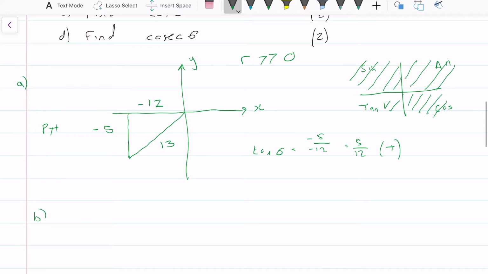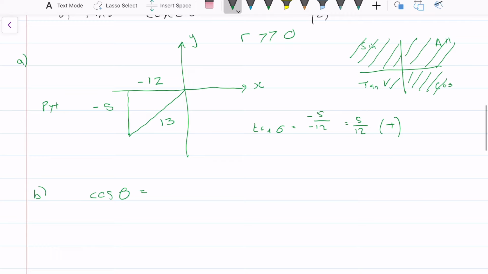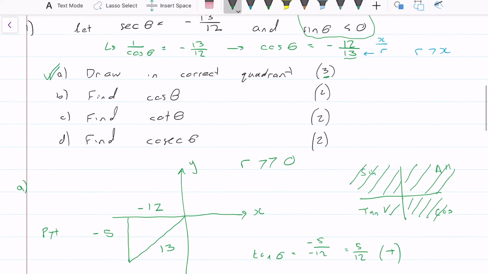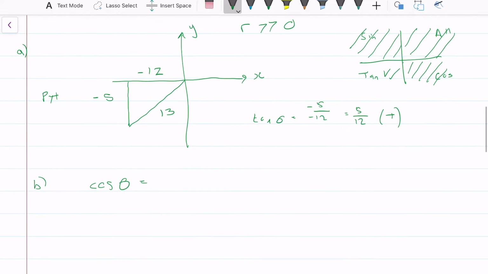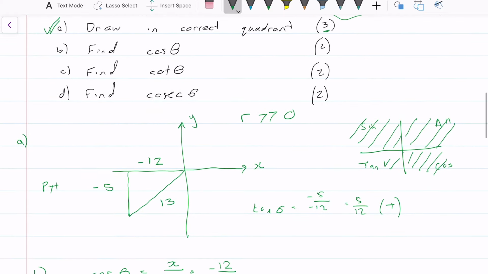Part B says we have to get cos theta. Cos theta is essentially what we worked out here, but let's work it off the diagram. From the diagram, cos theta is x over r, x is minus 12 over r is 13. That is also worth 2 marks.